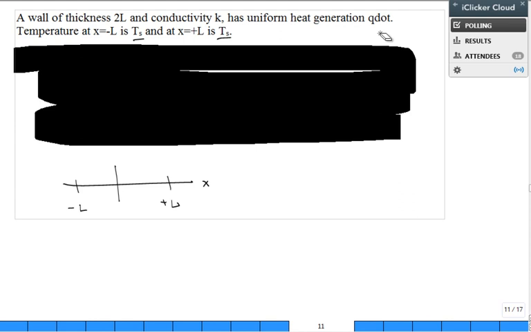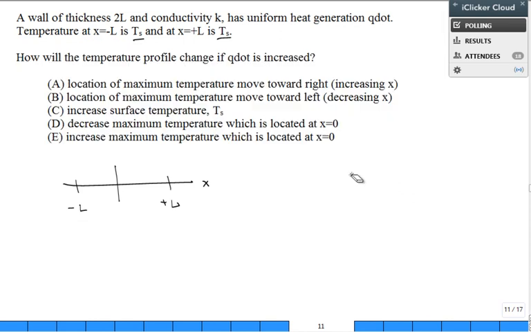Ready for a clicker question? Let's take a look. How will the temperature profile change if q dot is increased? So q dot goes up. Will the location of the maximum temperature move toward the right, increasing x, or will it move toward the left, decreasing x? Will it increase the surface temperature, Ts? Will it decrease the maximum temperature, which is located at x equal to 0, or increase the maximum temperature, which is located at x equal to 0?